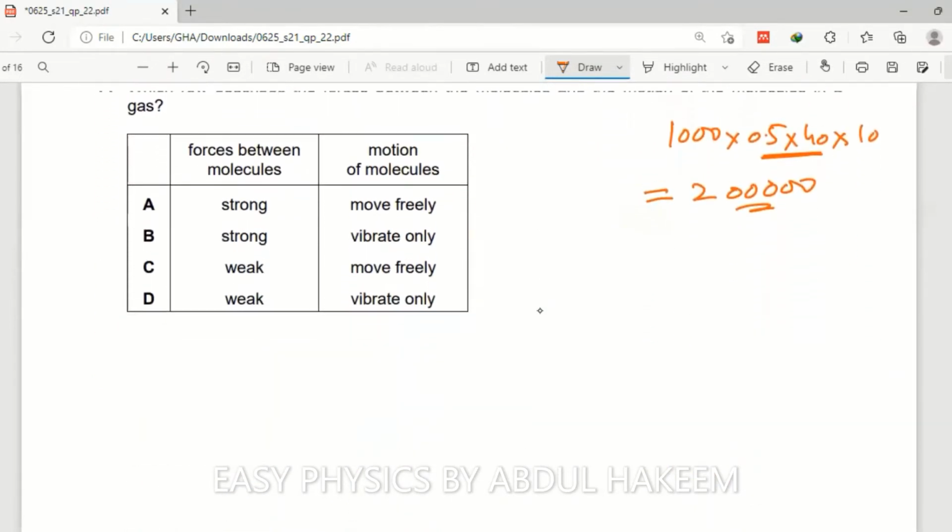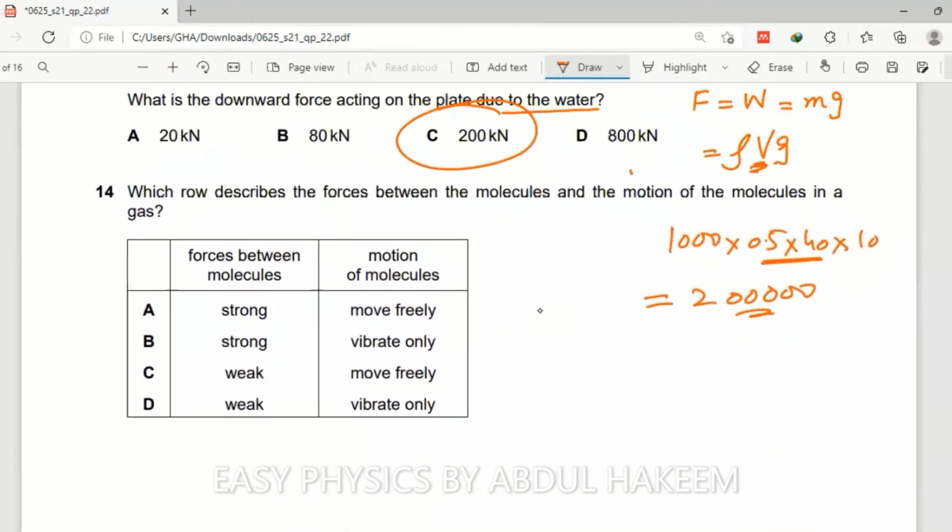Next, question number 14. Which row describes the forces between the molecules and the motion of the molecules in a gas? Look, forces between the molecules are weak because they have no fixed shape and they are moving freely. So the answer for 14 is C. Forces weak, motion freely.